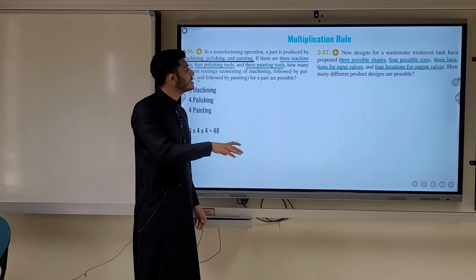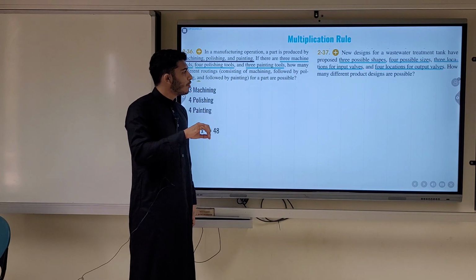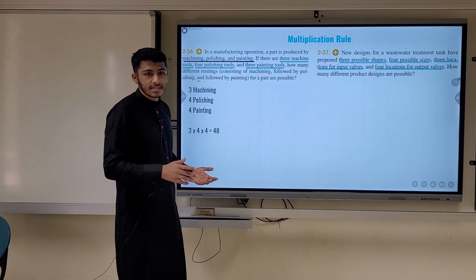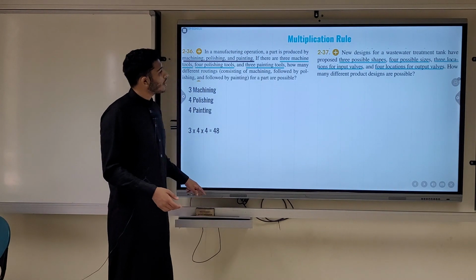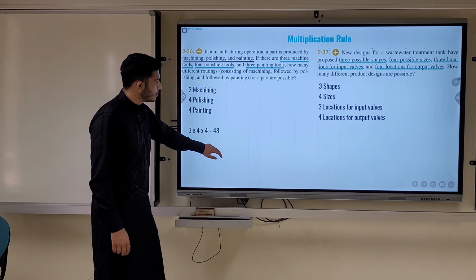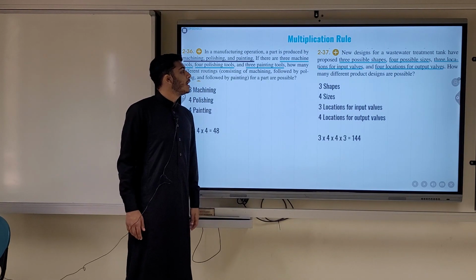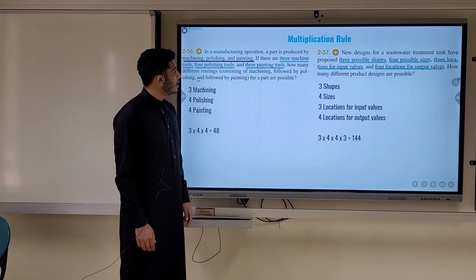So here we can clearly see that we can use the multiplication rule to get the number of different product designs possible. So we write them here for the sake of clarification, all of the possible options. Then we multiply them with each other. We get the number of possible product designs in this case.